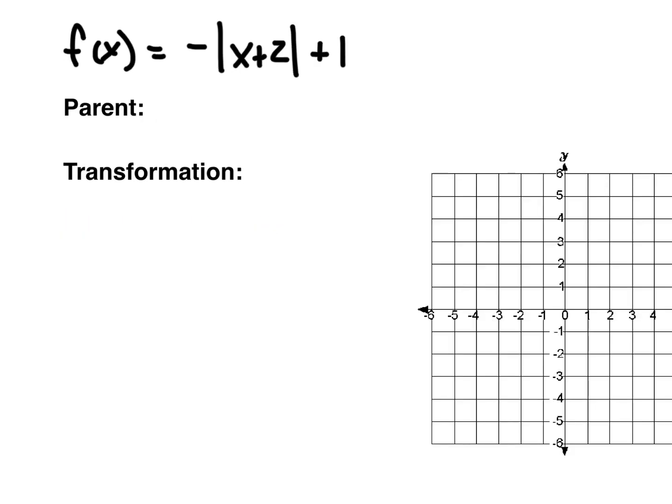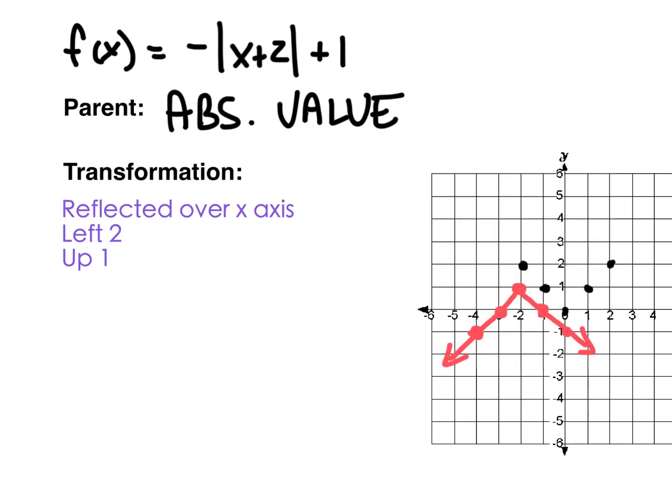All right, here, why don't you give it a try? Here's negative absolute value of (x plus 2) plus 1. So figure out the parent, figure out the transformations, and remember to reflect first and then transform. All right, so what you should have seen here is that it's an absolute value. It was reflected over the x-axis, then every point was moved left 2 and up 1. All right, and those are our notes for reflections.